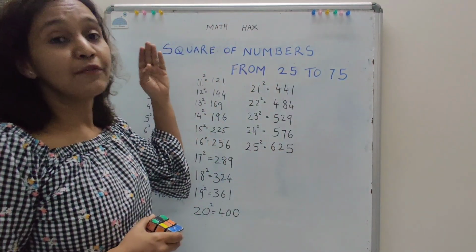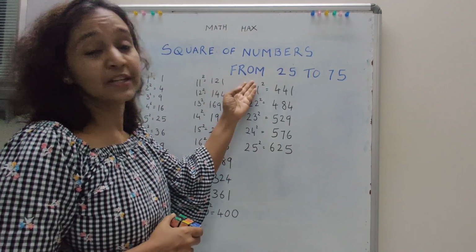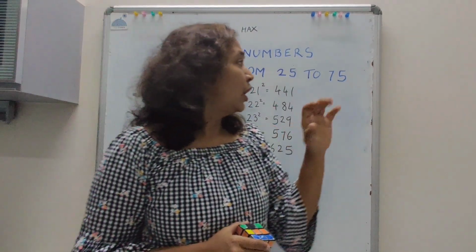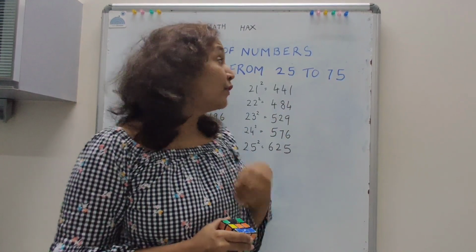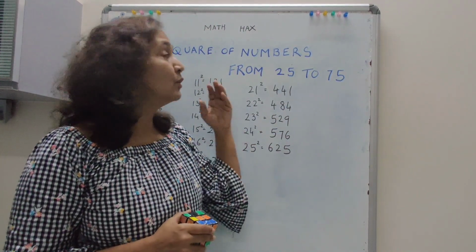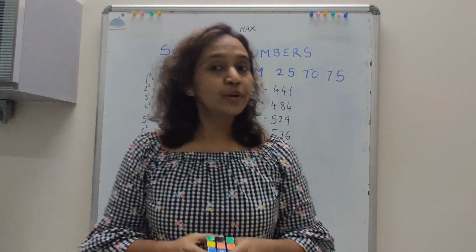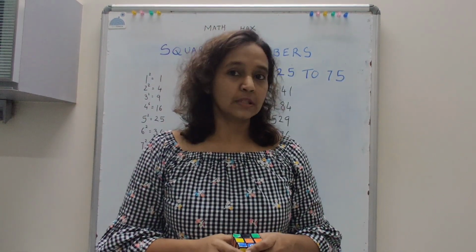Same is the case if you want to find the square of a two-digit number. If you go by the usual method, you would still require 3 to 4 seconds. But if you want to improve your timing, you need to learn better shortcuts. And today I'm going to teach you some such shortcuts.